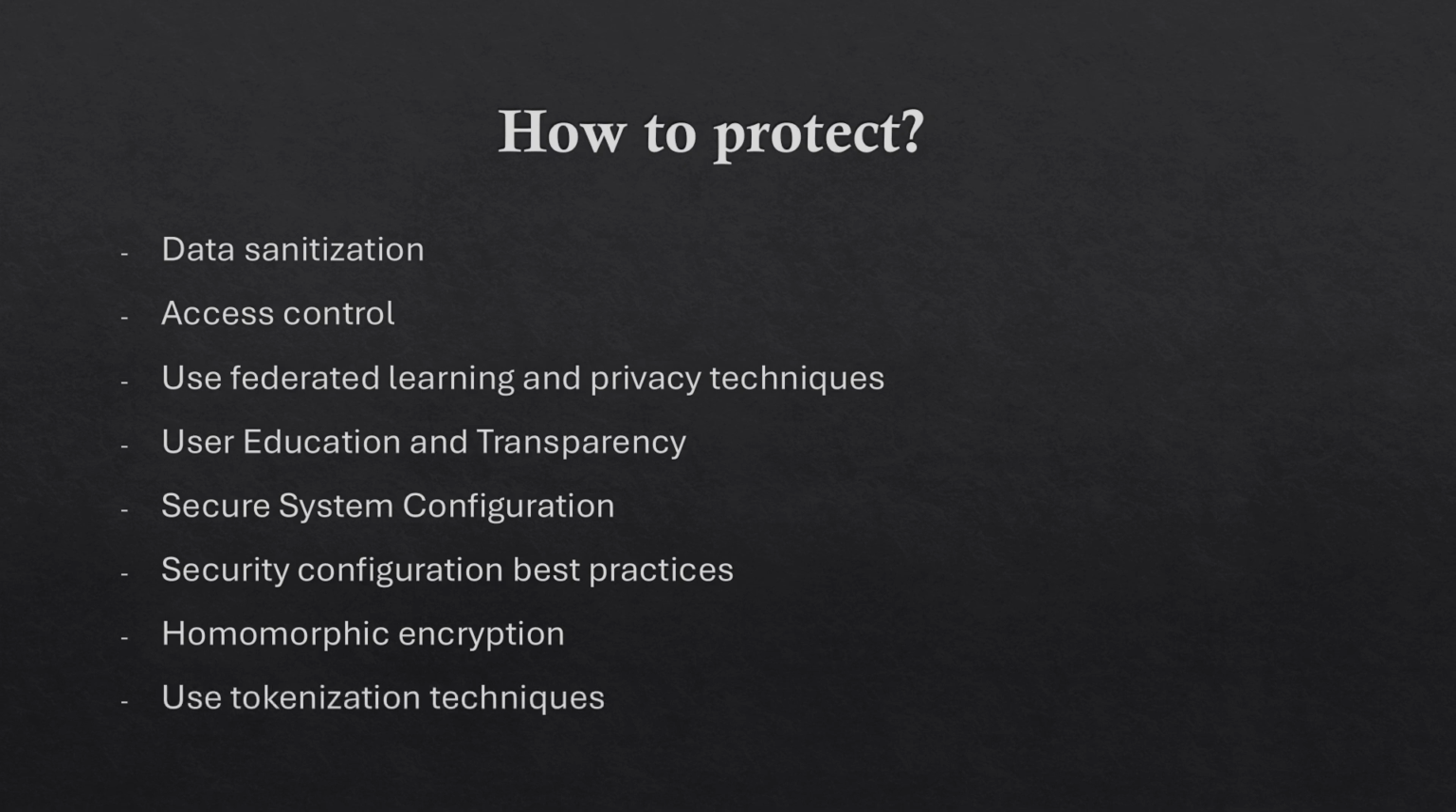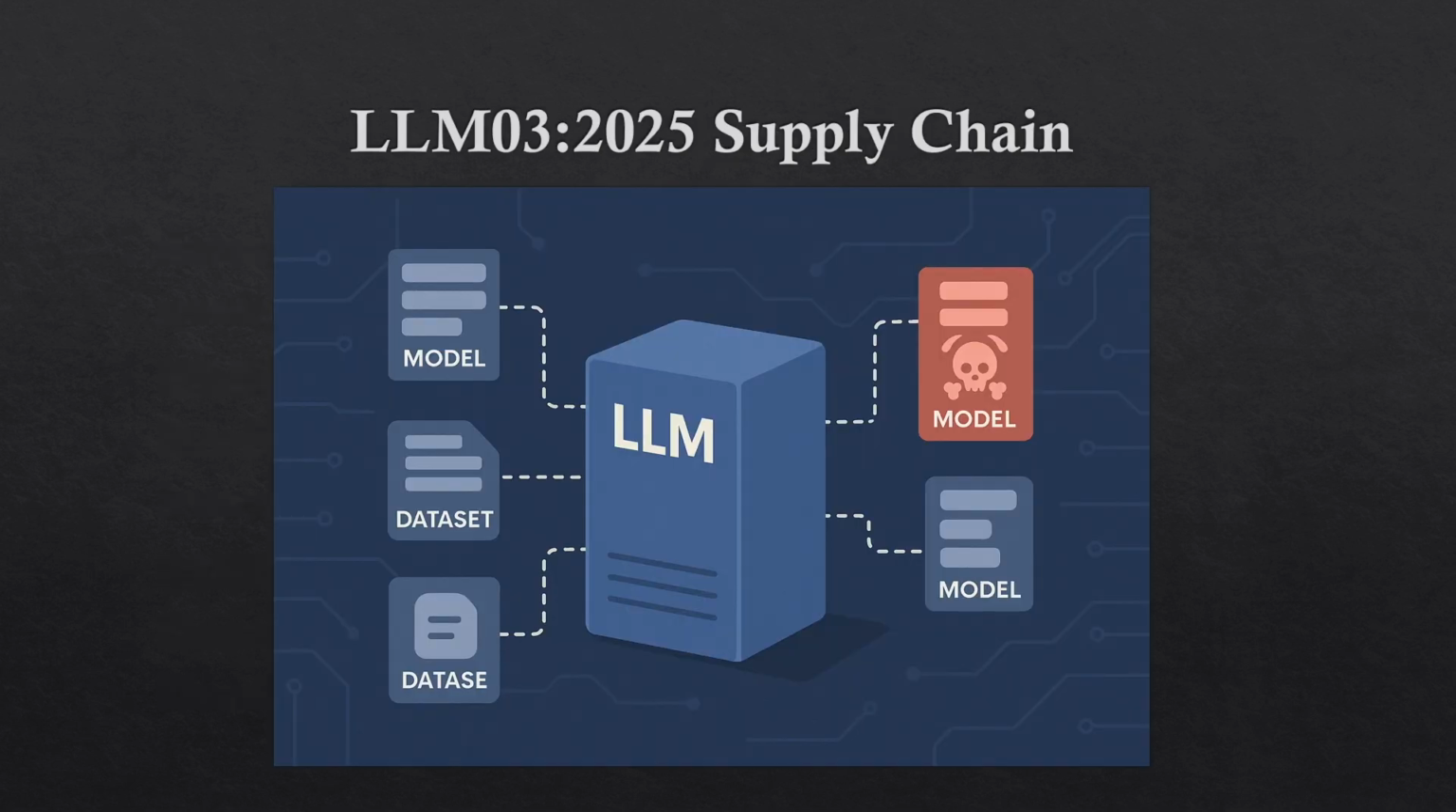And the other method is tokenization. Replace sensitive data with anonymized tokens before using it. These tokens can be mapped back to the original data if needed, but help prevent data exposure during processing and transmission. Now let's jump into the next threat.